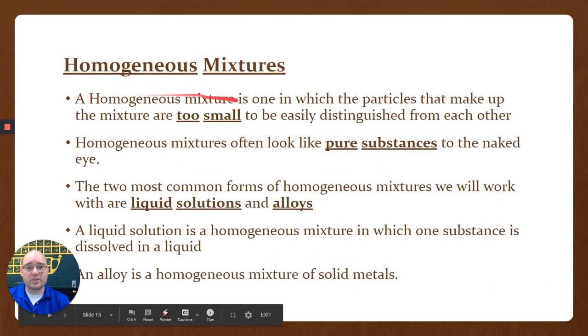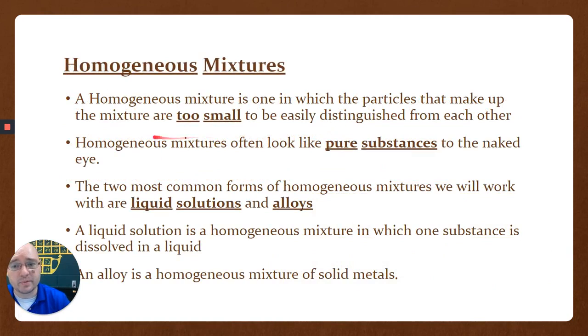And then we have homogeneous mixtures. A homogeneous mixture is one in which the particles that make up the mixture are too small to be easily distinguished from each other. Oftentimes, even under a microscope, you can't tell the difference between the parts. Homogeneous mixtures often look like pure substances to the naked eye. The most common forms of homogeneous mixtures that we are going to work with are called liquid solutions and alloys.